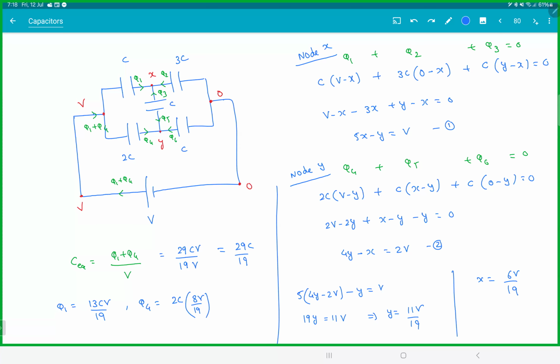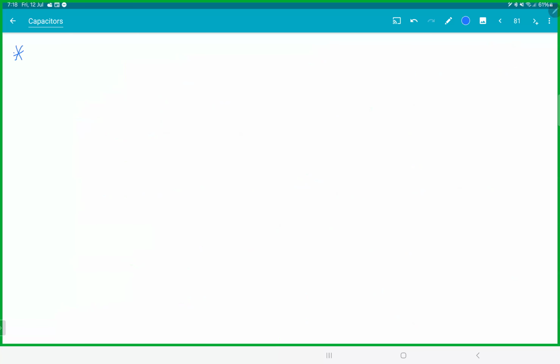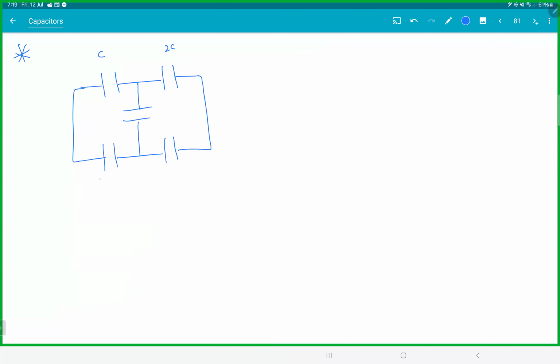Let me take a simpler version of this. Same question. This would be an easy version of this. Like I said, in this, there's a symmetry also. C, 2C, 2C, C, and C. Now find C equivalent. Now here, what is the symmetry here? Let me show you. Same thing, you'll start with 0, 0. This is V, V.